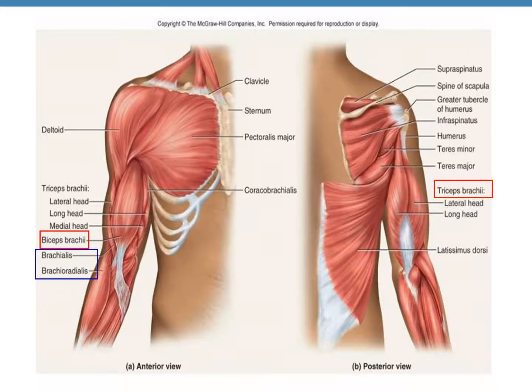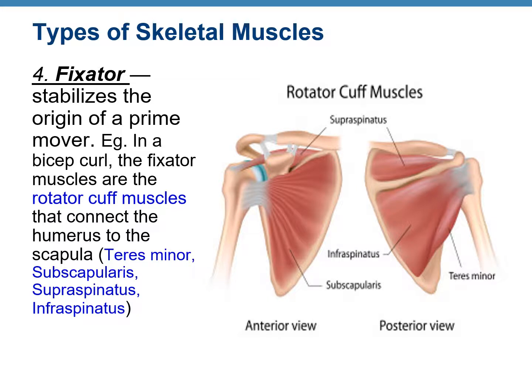This figure shows the location of the muscles that we just discussed in the previous slide. The last category of skeletal muscles is the fixator muscle, which stabilizes or fixes the origin of the prime mover. For example, in a bicep curl, the fixator muscles are a group of muscles known as the rotator cuff muscles, and these muscles connect the humerus to the scapula. The rotator cuff muscles include the teres minor, the subscapularis, supraspinatus, and infraspinatus.